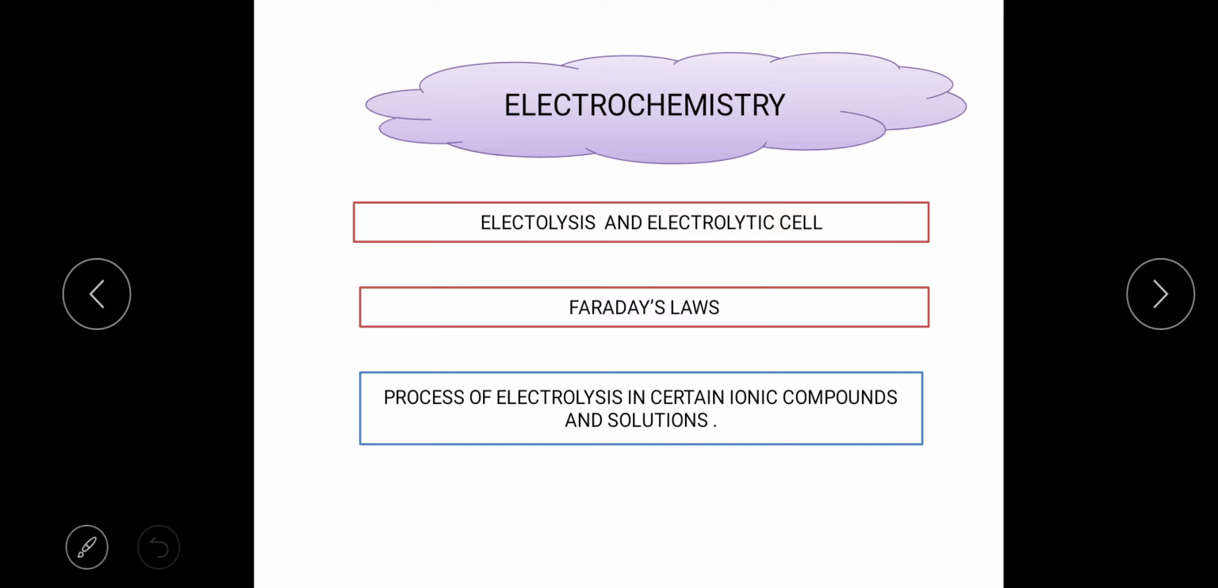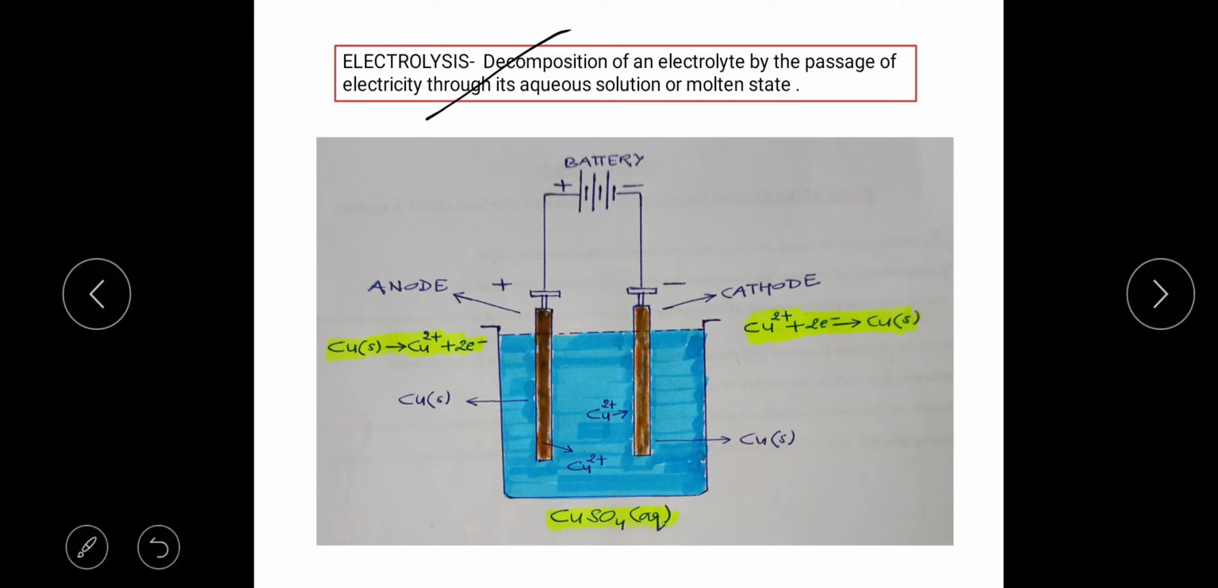Dear students, in this video you will learn about electrolysis and electrolytic cell, Faraday's laws, process of electrolysis in certain ionic compounds. Let's get started with electrolysis. It is defined as the process of decomposition of an electrolyte by the passage of electricity through its aqueous solution or molten state.